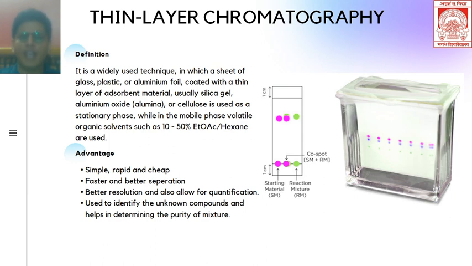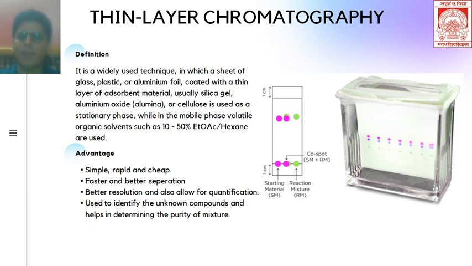As the name suggests, it uses a thin layer of silica gel or aluminum oxide or cellulose. All these materials can be coated on a sheet that can be made of glass, aluminum foil or plastic. And then we can use different volatile organic solvents to separate the components after loading it on the stationary phase. On the right hand side, you can see the sample has been loaded 1 centimeter above the base, and then it is placed in a well saturated chamber containing the mobile phase.